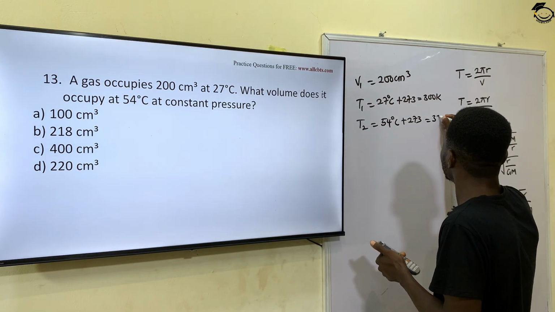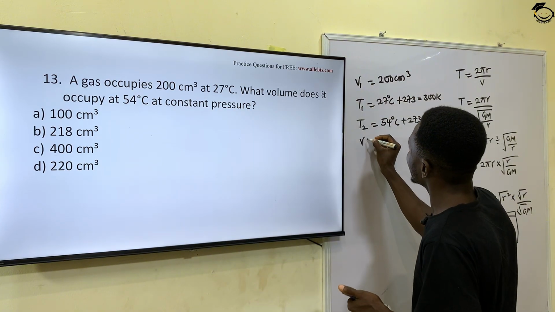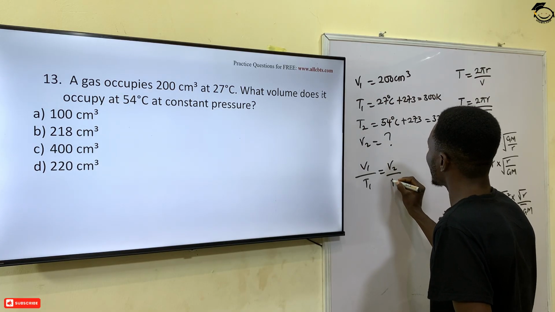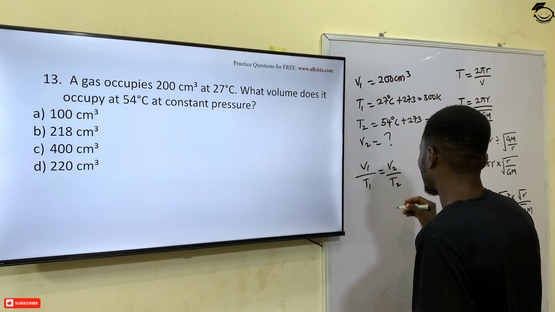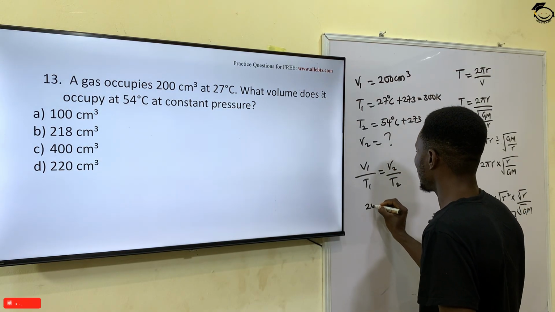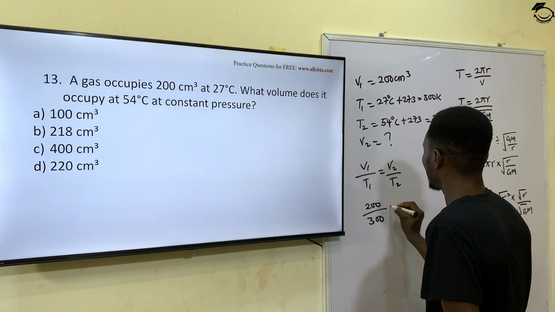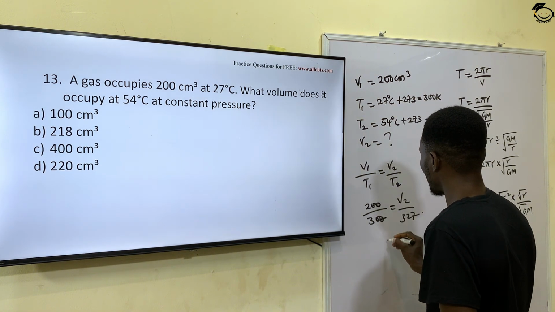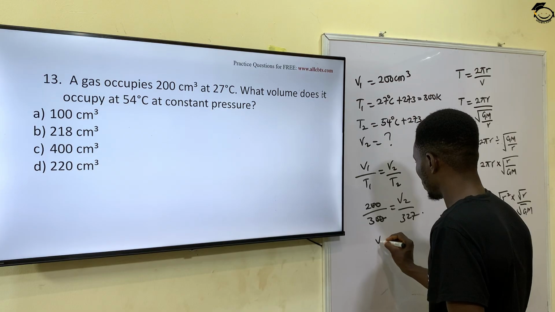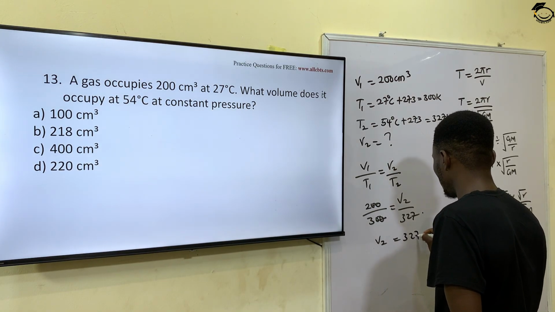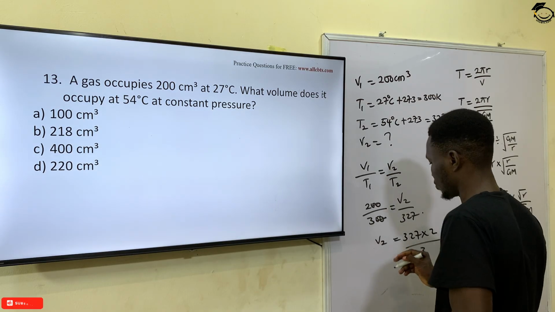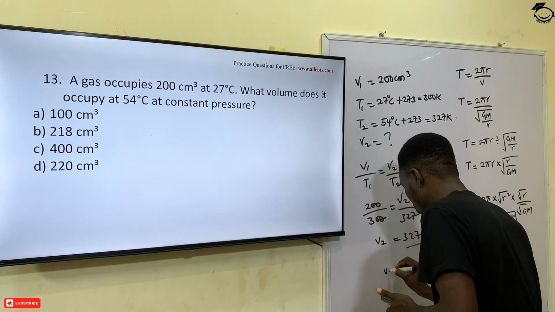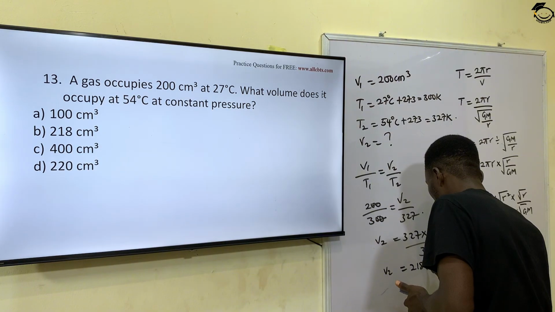So that will give me 327 Kelvin. And they're asking us what is the volume. We do not know. But we know that V1 over T1 is equals to V2 over T2 according to Charles' law. So if we input our values, I have 200 over 300 is equals to V2 over 327. So this means I have my V2 to be equals to 327 times 2 divided by 3. It means that my V2 is equals to 218 centimeter cube.